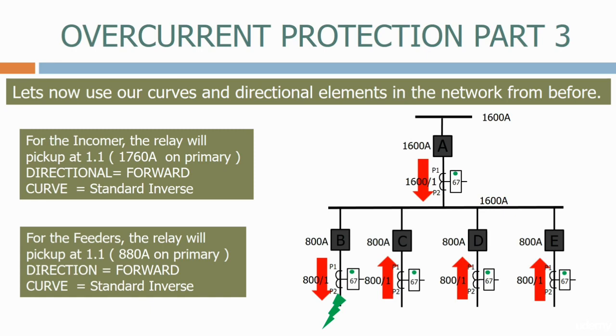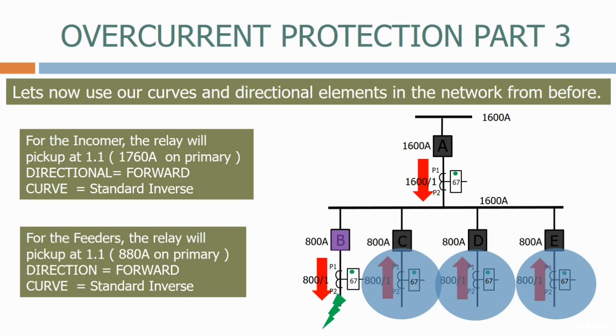As before, the current will increase on the incomer and all of the feeders, and the overcurrents all pick up. But the only circuit breaker that trips is on the faulty feeder. Let's see why. On the incomer, the overcurrent relay detected the fault and it was in the right direction. But because of the standard inverse curve, there was a slight time delay, which allowed the faulted feeder to trip first.